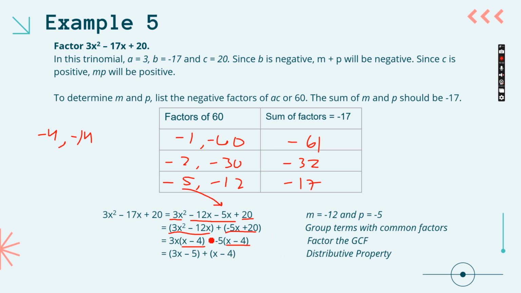Factoring that out, we combine 3x and negative 5 together to give you this. And we're not adding them. Instead, we are going to be multiplying them. So it should look like 3x minus 5 times x minus 4. Not too bad.